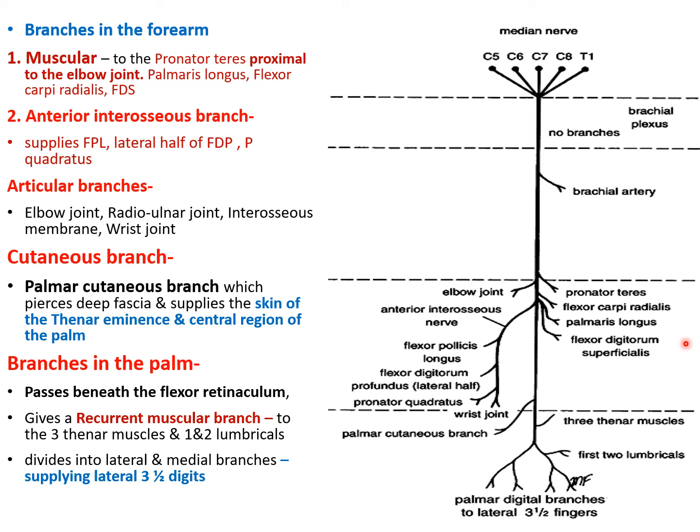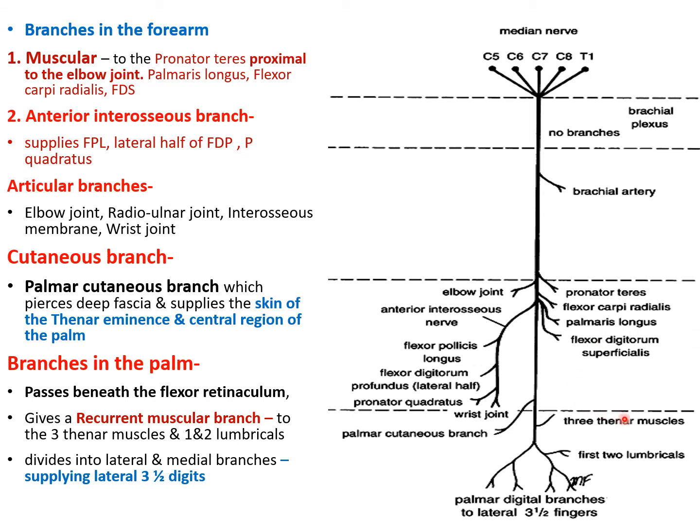The palmar cutaneous branch arises a short distance above the flexor retinaculum, and it supplies the skin over the thenar eminence and the central part of palm. Also, the communicating branches are given to the ulnar nerve, and also vascular branches supply the radial and ulnar artery.